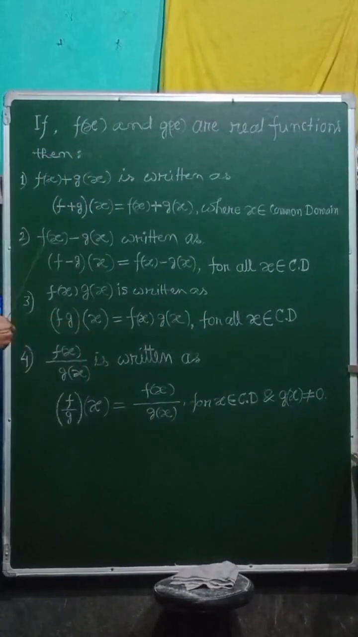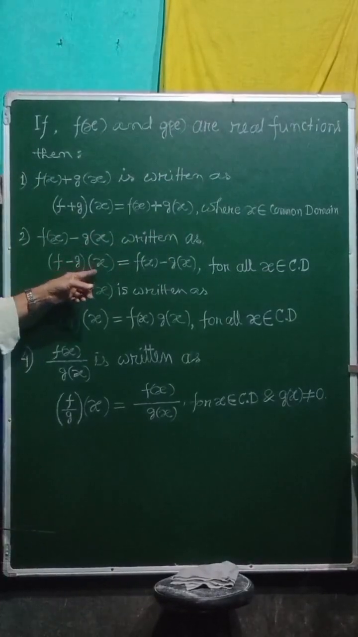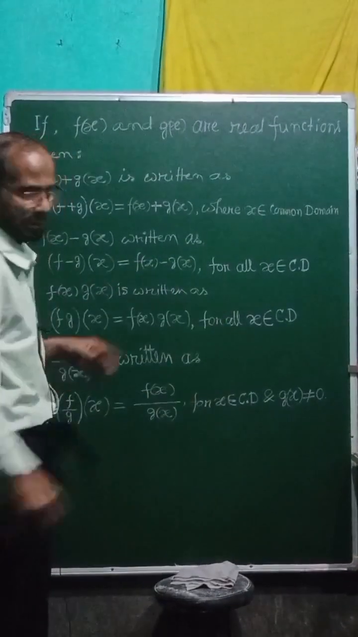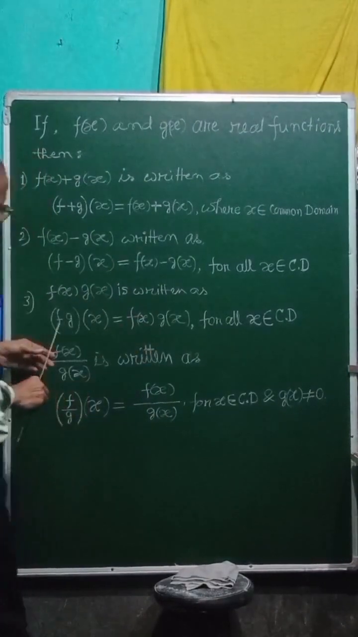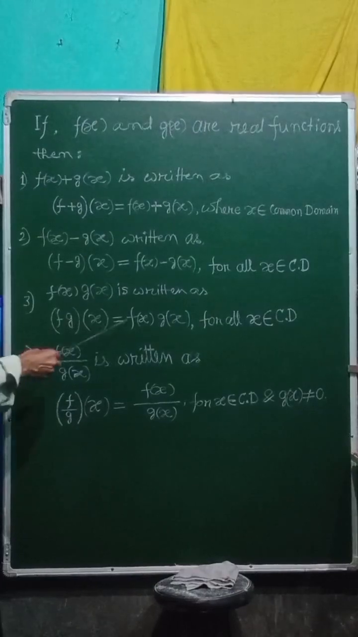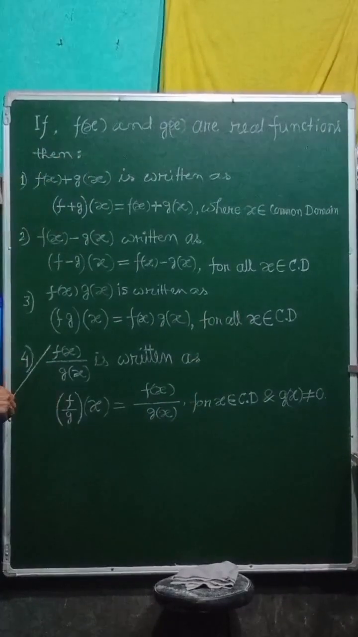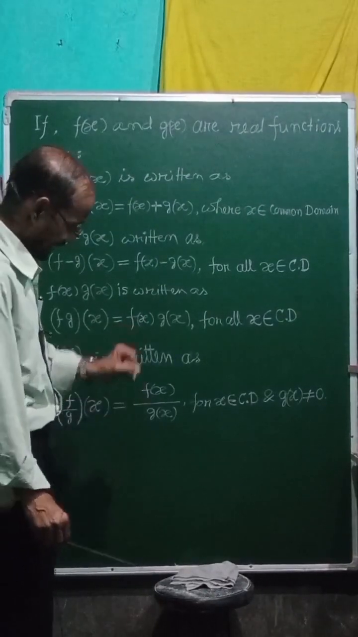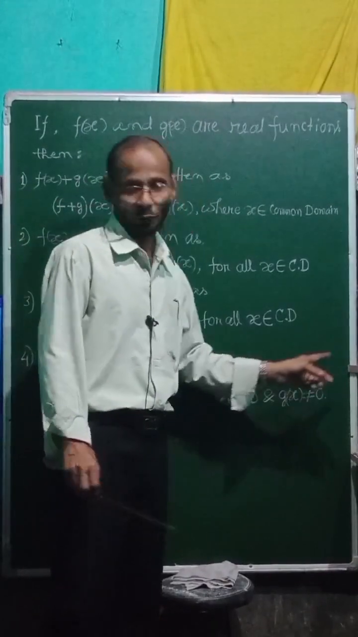Okay, then number two, f(x) minus g(x) is written as (f minus g)(x) is equal to f(x) minus g(x) for all x belonging to the common domain. Remember like that. And number three, f(x) into g(x) is written as (fg)(x) is equal to f(x) into g(x) for all x belonging to the common domain. And f(x) divided by g(x) is written as (f by g)(x) is equal to f(x) by g(x) for x belonging to the common domain and g(x) not equal to 0.